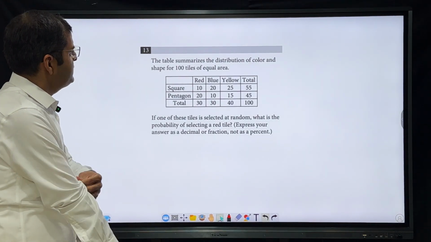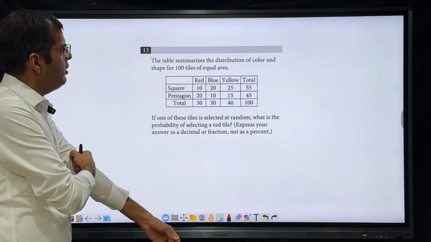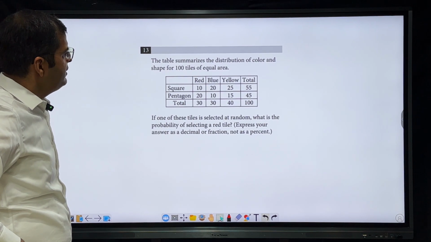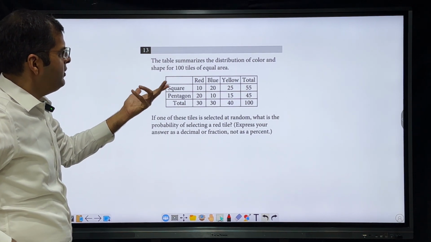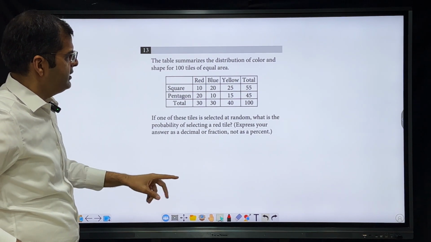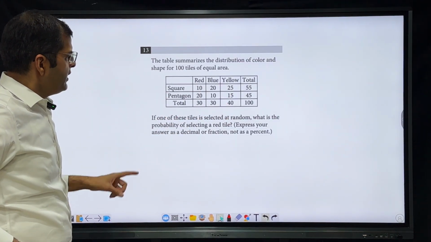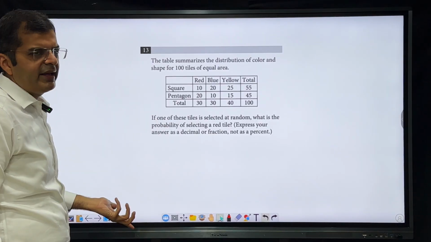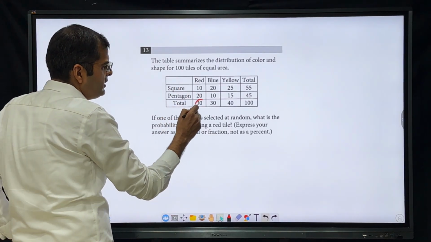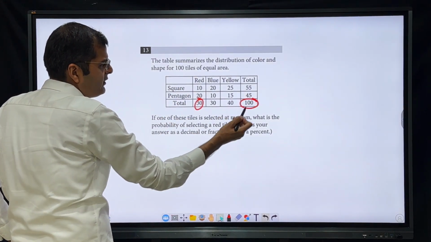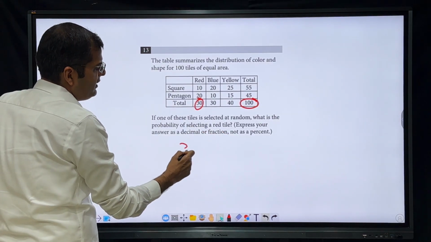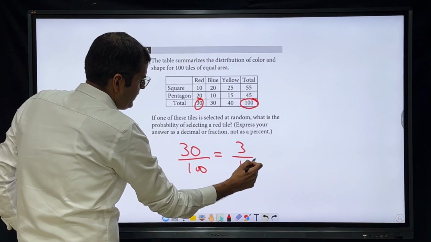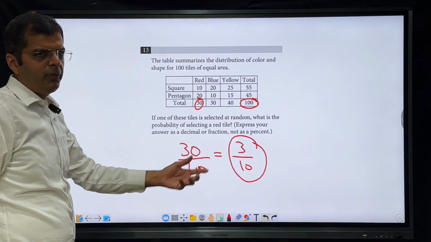Now this question says the table summarizes the distribution of color and shape for 100 tiles of equal area. Okay, so there are square tiles, pentagon tiles, all of them are equal area, red, blue, yellow are there. Total tiles are 100. If one of the tiles is selected at random, what is the probability of selecting a red tile? Pretty straightforward. In all, there are 30 red tiles out of a total 100 tiles. So what is the probability to select a red tile? That is 30 by 100, which is 3 by 10, okay, or 0.3.